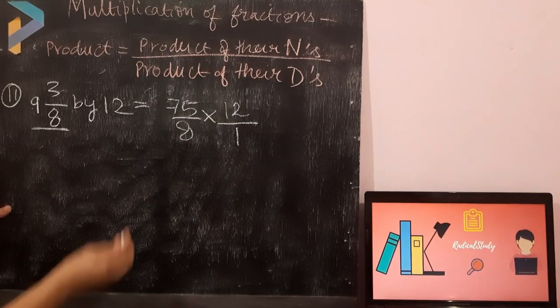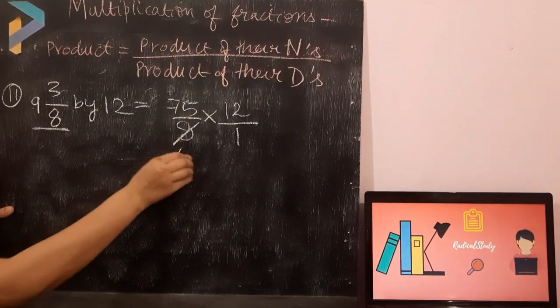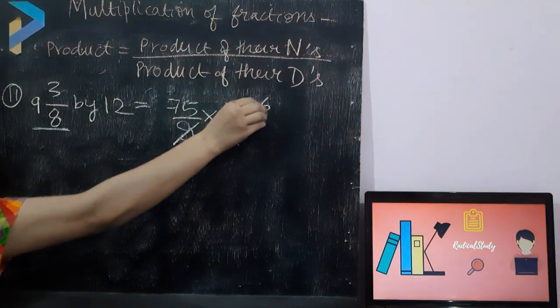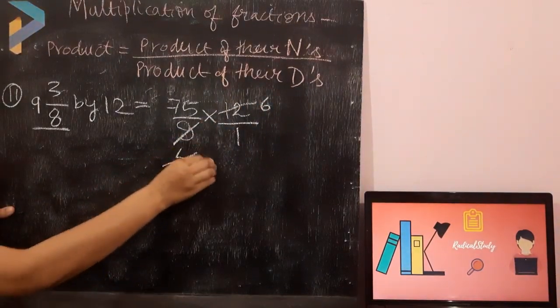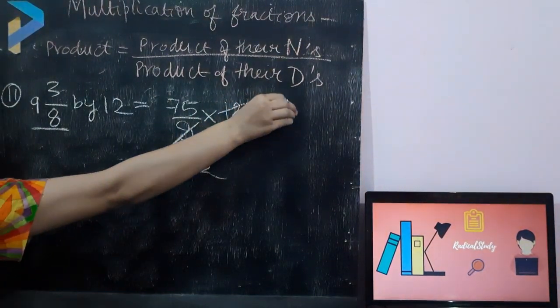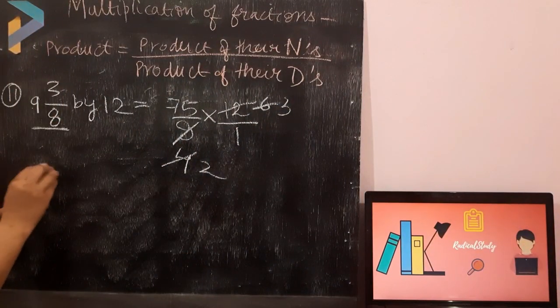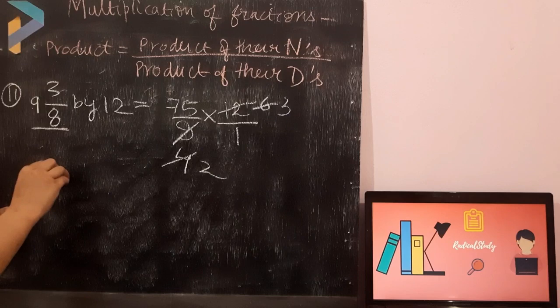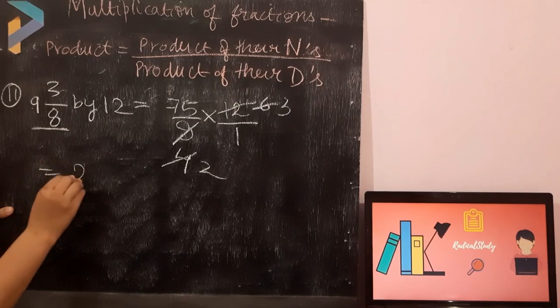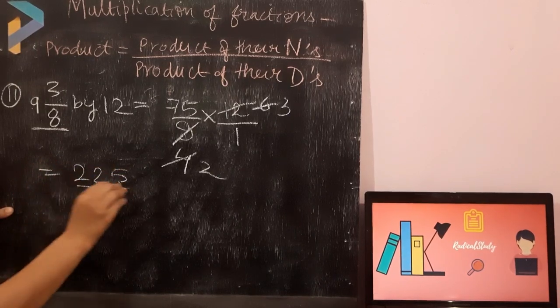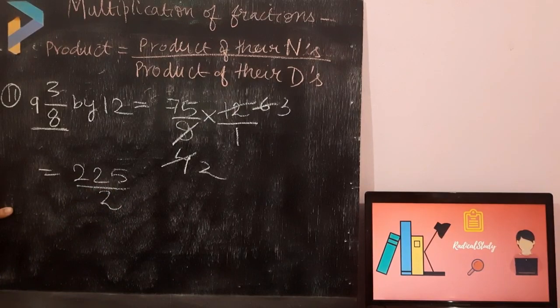Okay students, now I am going to simplify it. 2 4s are 8, 2 6s are 12. Now 2 2s are 4, 2 3s are 6. Can we simplify it further? No, it's not possible to simplify it further. So the answer will be 225 upon 2. What will be the answer? The answer will be 225 upon 2.